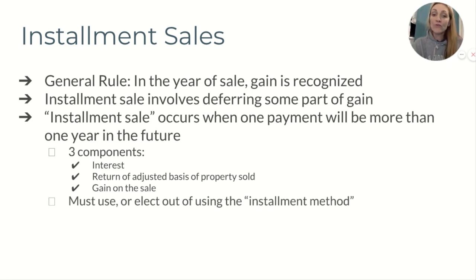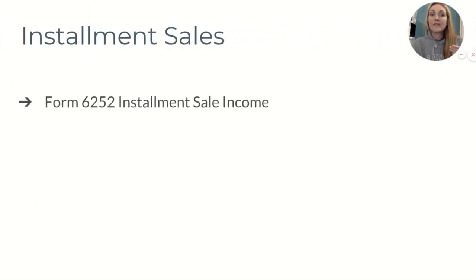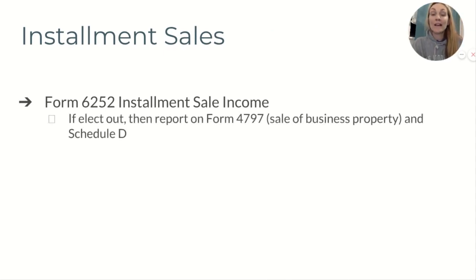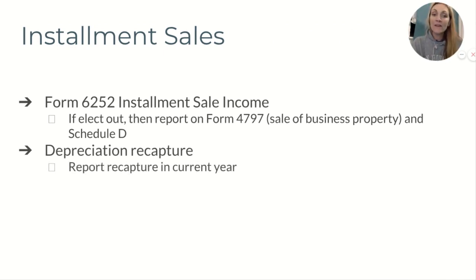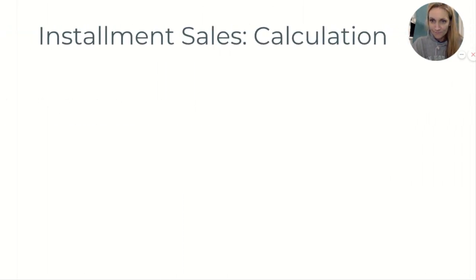Now, you can use installment sale method, or you can elect out of using it. Form 6252 is for reporting installment sale income. If you elect out of it, then you just report it on Form 4797, sale of business property, and Schedule D. And depreciation recapture does apply. So if it applies, then you recapture first and you report any additional gain according to installment sale rules.